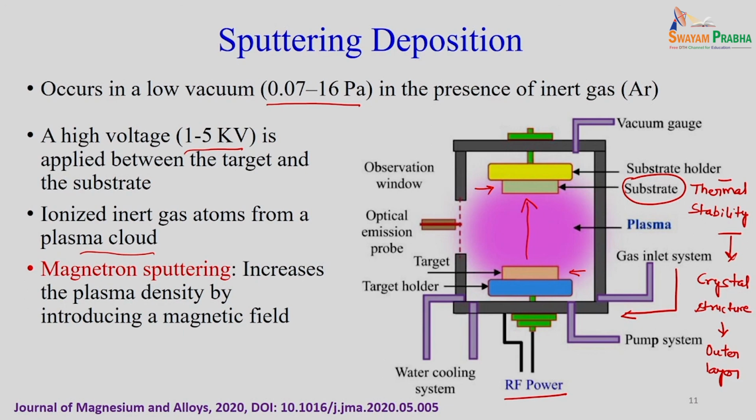And when this sputtering is done in the presence of a magnetic field, it is called magnetron sputtering, and this magnetron sputtering increases the plasma density due to the presence of the magnetic field.